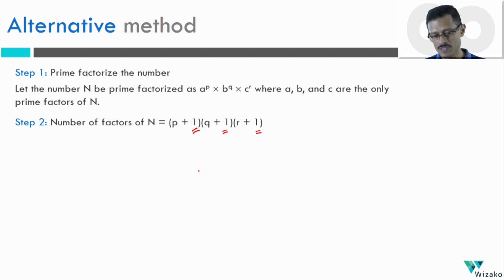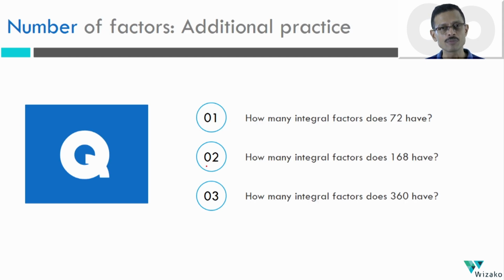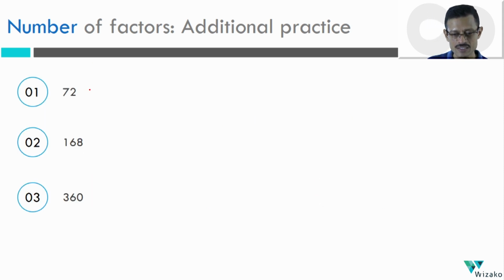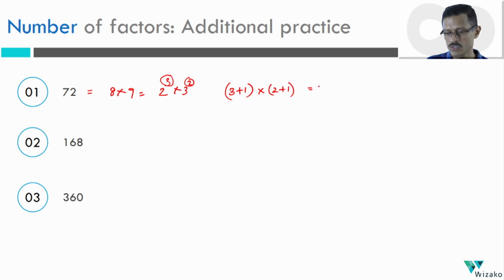We'll pick a couple of examples to get practice. We'll find the number of integral factors of 72, 168 and 360. We'll prime factorize these numbers. 72 starts as an 8 into 9, 8 is a 2 cube, 9 is a 3 square. We're going to increment these powers. 3 incremented becomes 3 plus 1, which is a 4. 2 incremented, 2 plus 1, which is a 3. So 4 into 3, 12 factors is what 72 has got.